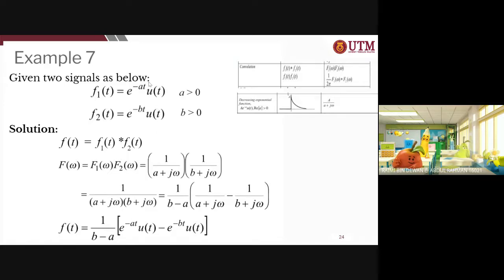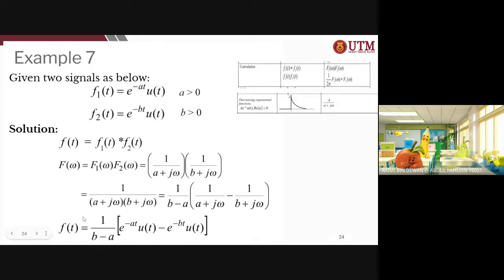It means that we only have signal at values greater than 0, because this is a unit step, and it's given A > 0, B > 0. So the relevant graph is actually the decreasing exponential function. F(t) equals f1(t) convolved with f2(t). When we want to see the frequency domain counterpart, it is F(ω) equals F1(ω) times F2(ω). So we have 1 over (a + jω) times (b + jω).